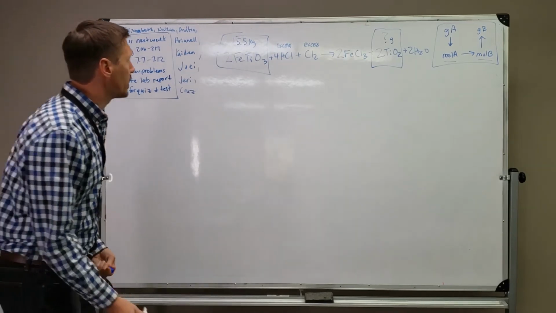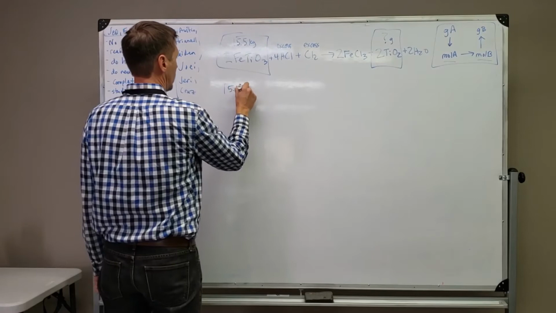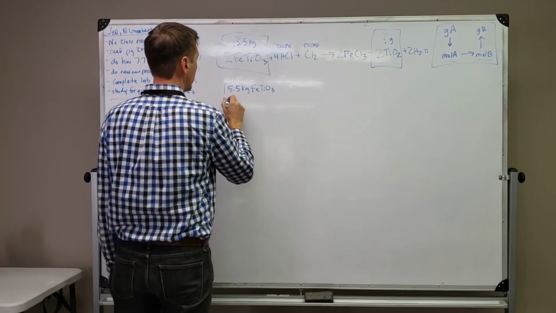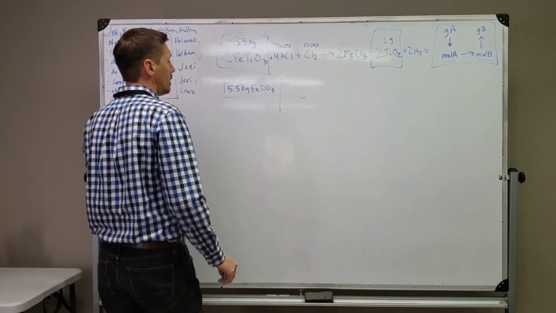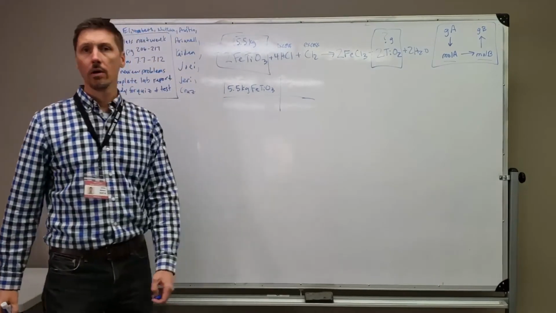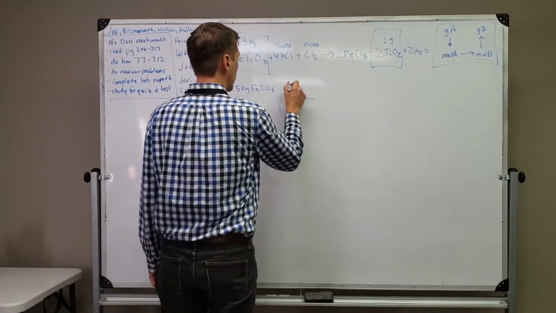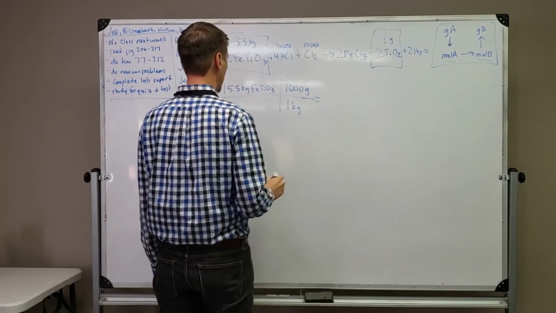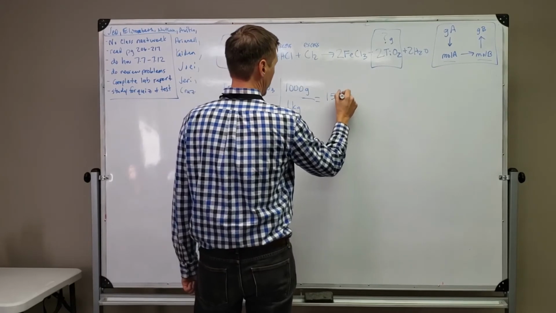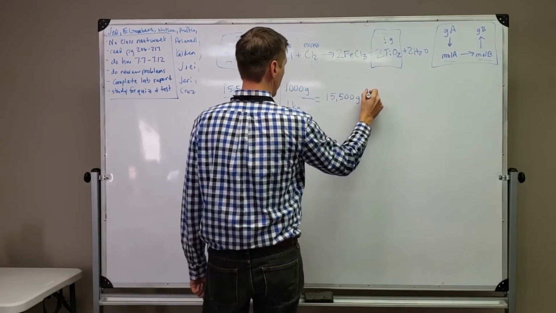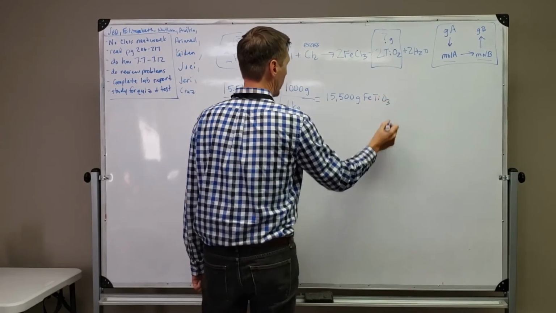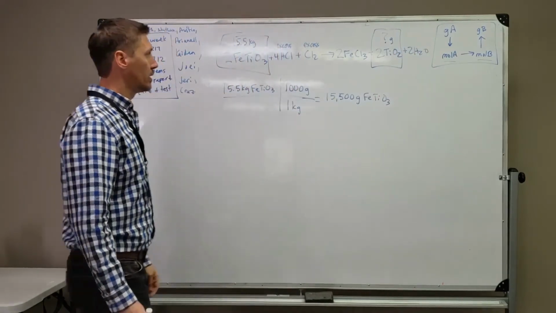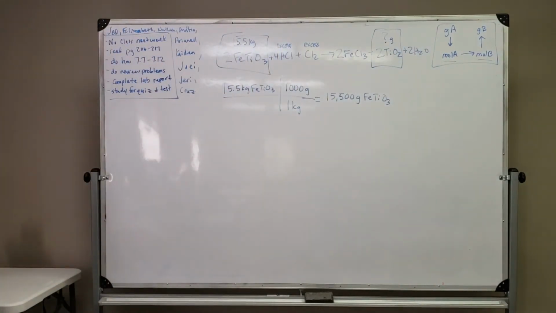So 15.5 kilograms of FeTiO3 is going to be equal to, how many grams are in a kilogram? 1,000. So we need to put grams on top. We have 1 kg on the bottom, and so that's going to come out to be 15,500 grams of FeTiO3. All right, so now we're ready to go from grams to moles to moles, and moles to grams. Now we're doing the exact same problem that we did before.